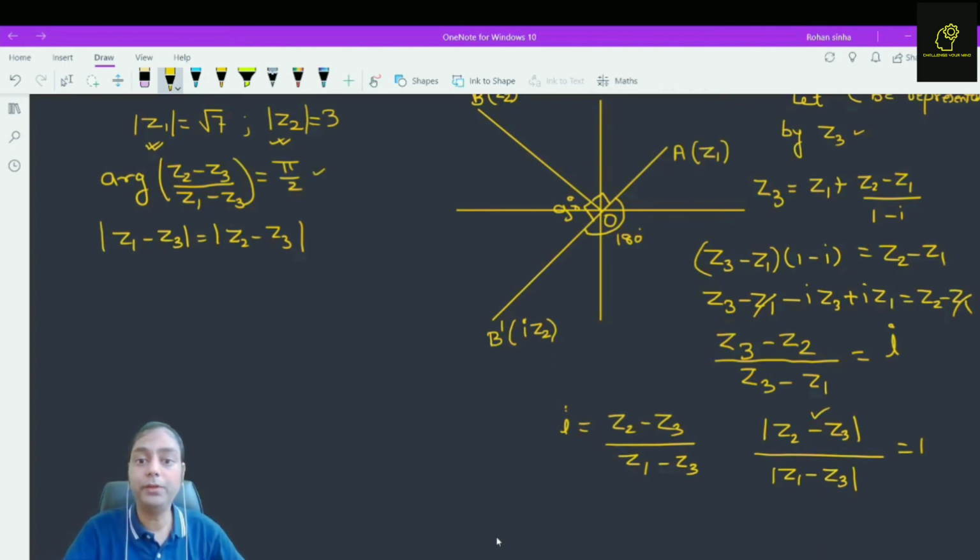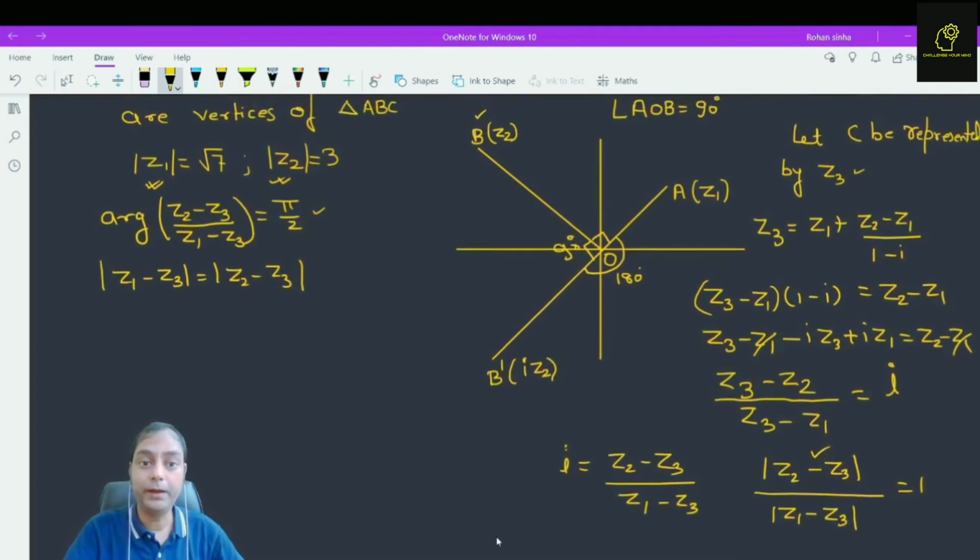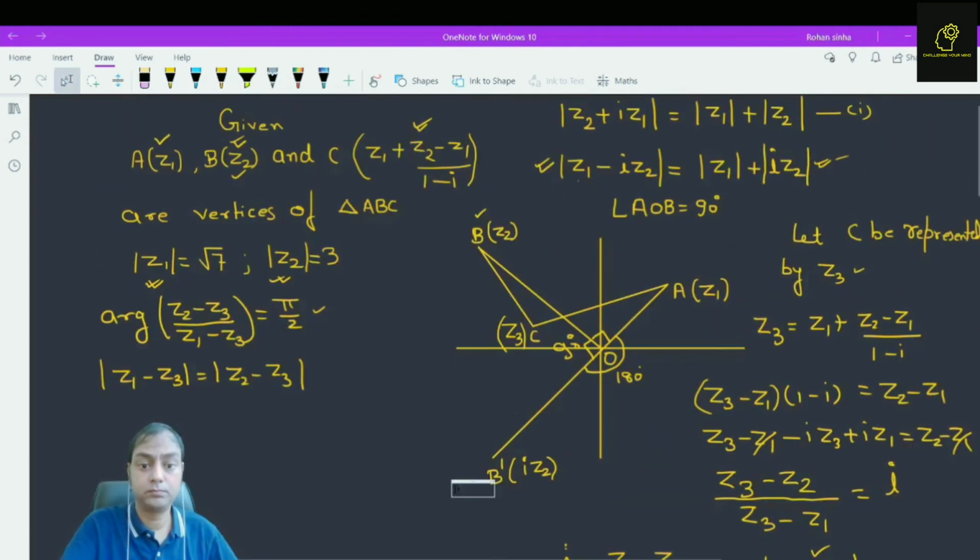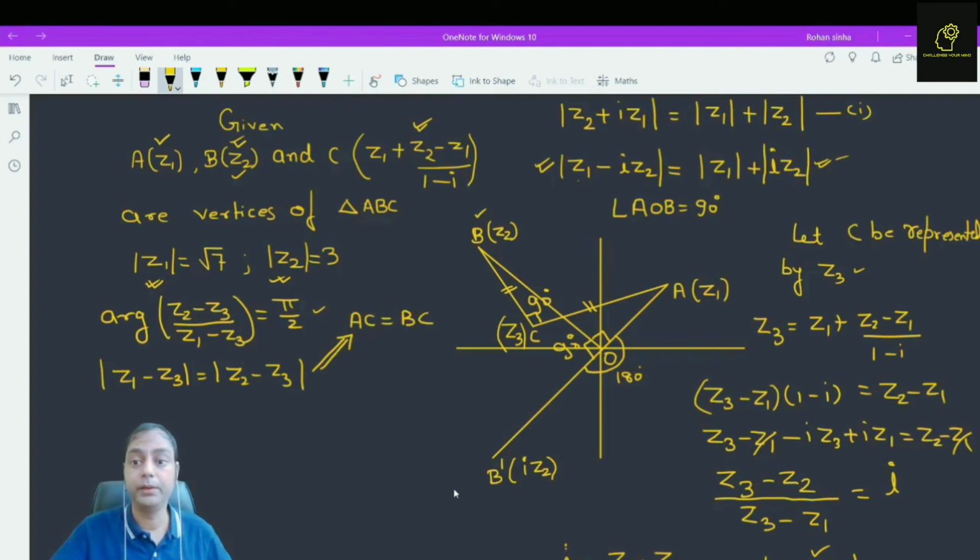Now I am plotting the point C on this Argand plane. So this is point C, and this angle is how much? This angle is 90 degrees also. Also, this length is the same as this length. AC is equal to BC. From this we find AC is equal to BC.